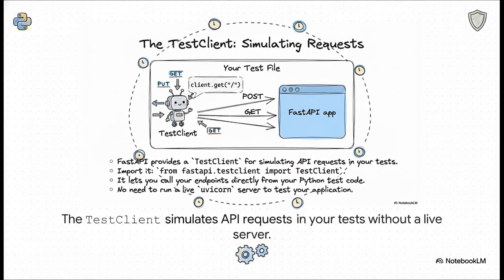And you might think testing an API is complicated, but FastAPI makes it incredibly easy with something called the test client. This is an amazing tool that lets you call your API directly from your test code. You can send GET, POST, PUT requests, the whole shebang, without ever needing to run a live server. It's fast, efficient, and works perfectly with tools like Pytest.